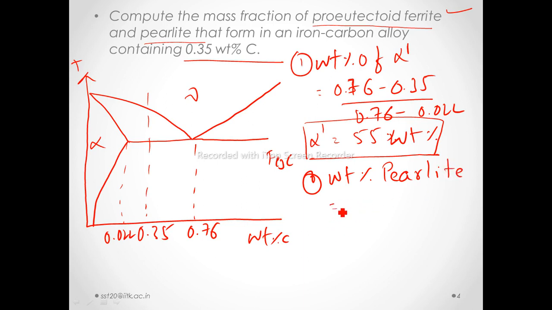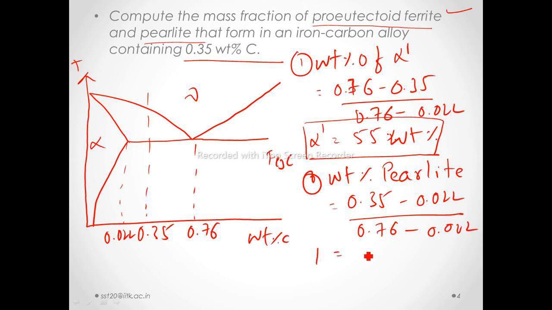So the weight fraction of the pearlite can be determined by the opposite thing. That is (0.35 minus 0.022) divided by (0.76 minus 0.022). This is a weight fraction. From here we will get the pearlite weight fraction as 0.44. This is the weight fraction.